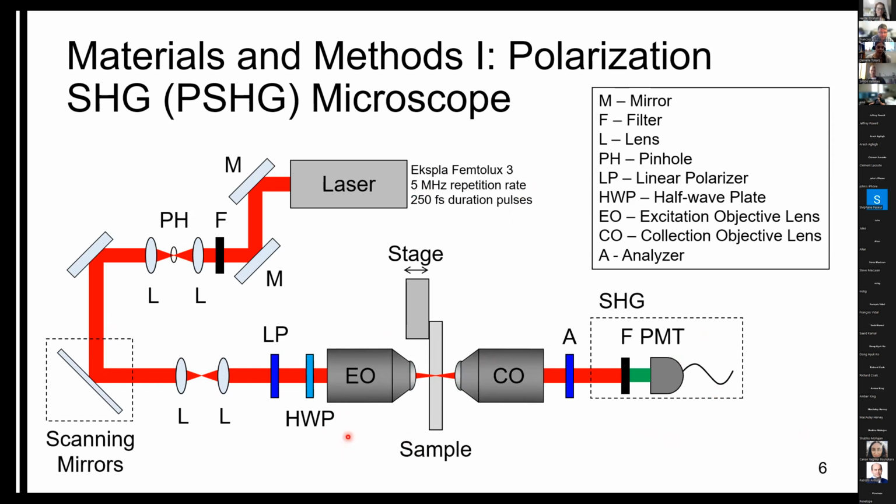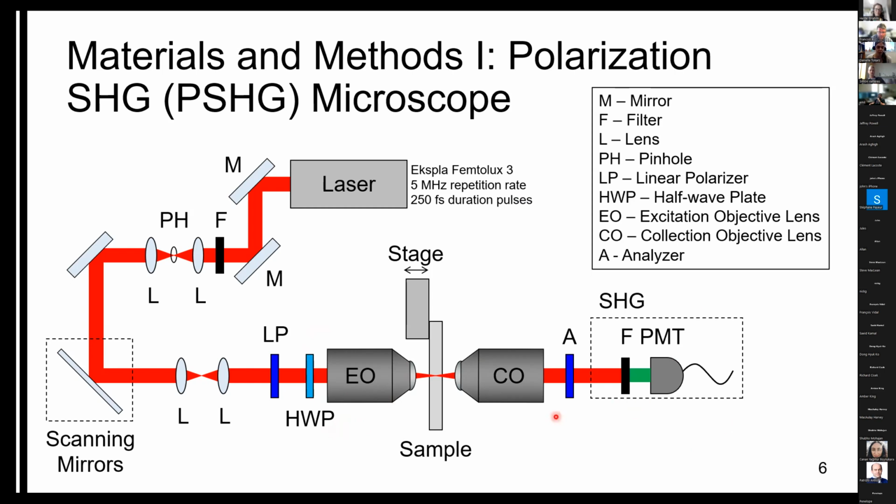The linear polarization state of our laser is rotated using a half wave plate in a motorized rotation mount located just before the excitation objective. And unlike fluorescence, which is emitted in all directions and is typically collected in the backwards direction, SHG is preferentially emitted in the forward direction due to momentum conservation. And so we also collect the SHG signal in the forward direction.